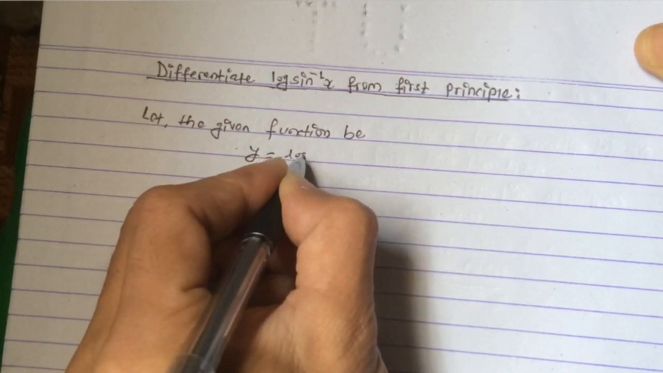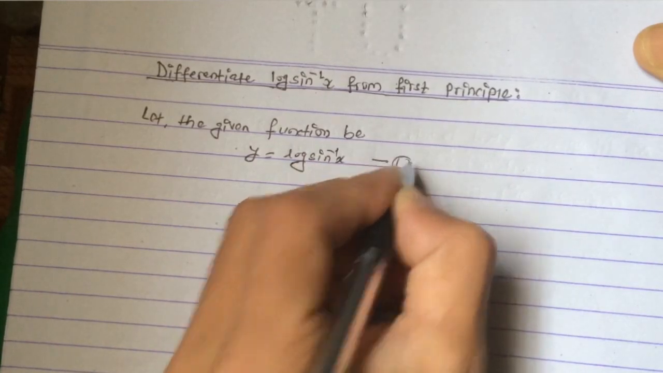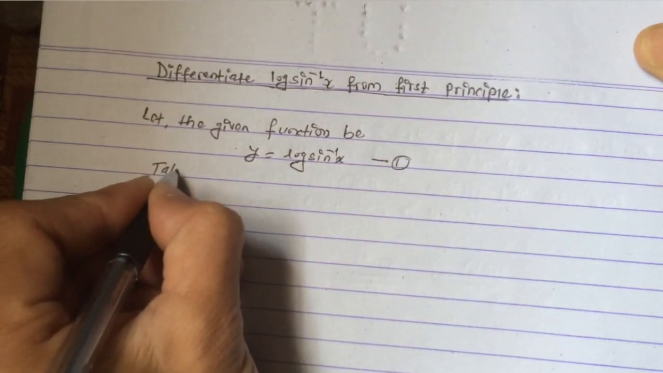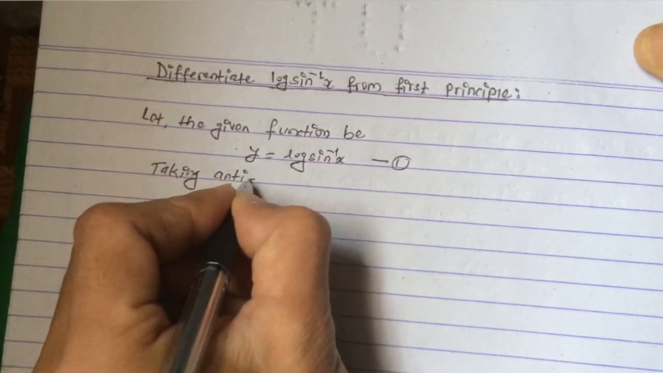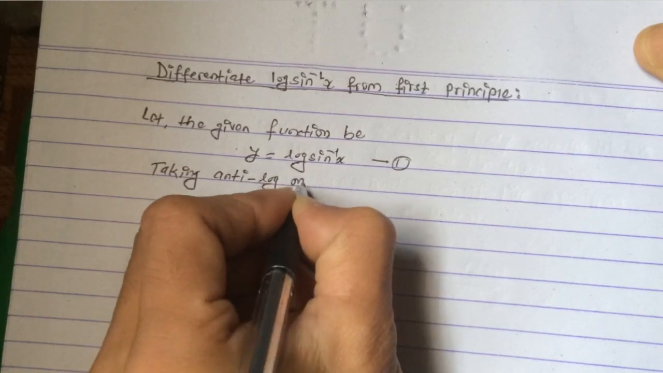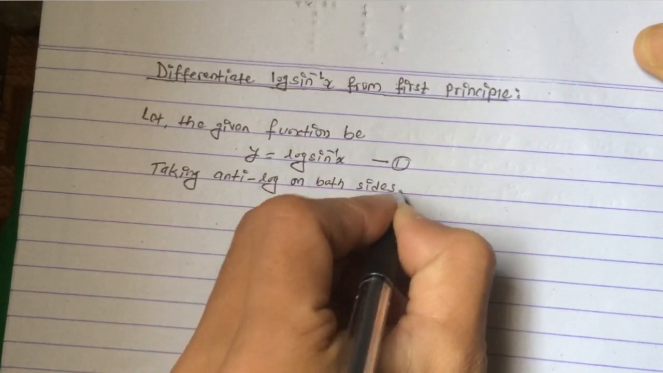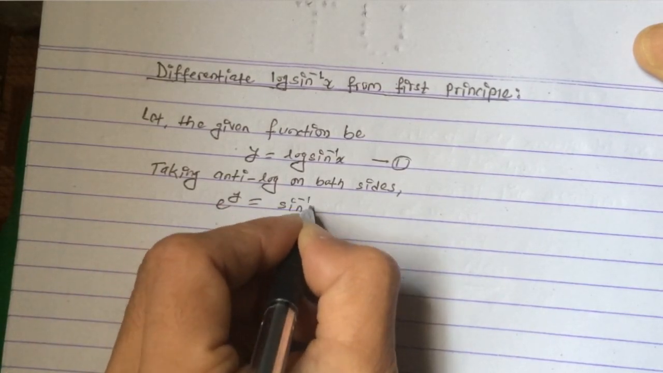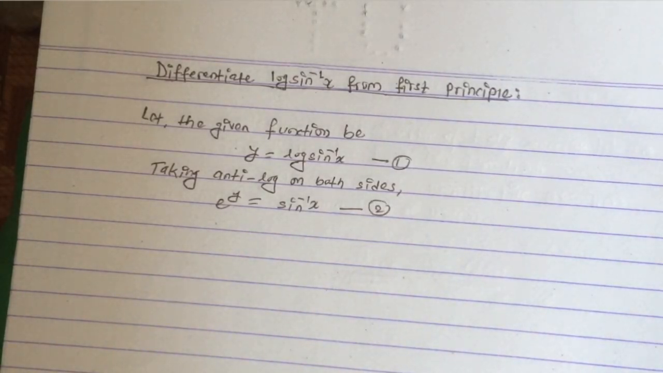of this video. To find the derivative of the given function, let the function be denoted by y is equal to log of sine inverse x. Let this be equation 1. Then after taking antilog on both sides of equation 1, we get exponential y is equal to log sine inverse x. Actually log is converted into exponential. Let this be equation 2.